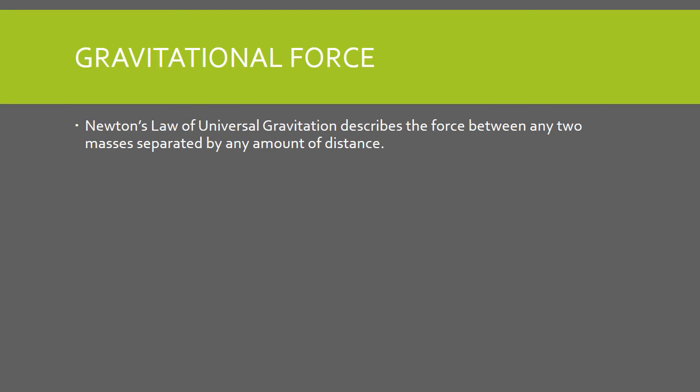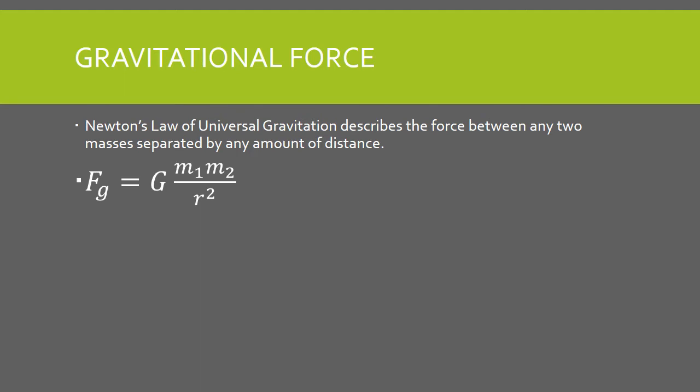Newton's law of universal gravitation describes the force between any two masses separated by any amount of distance. So no matter how far apart they are, or how much mass they have, this equation, this relationship, can predict and calculate and determine how much gravitational force will be between those two masses.